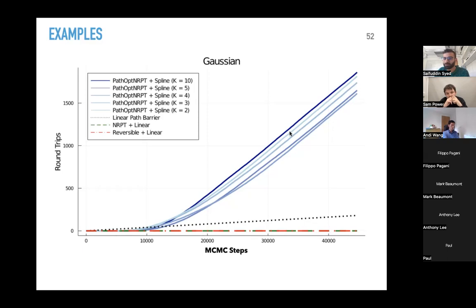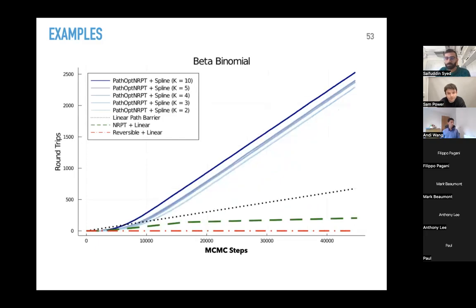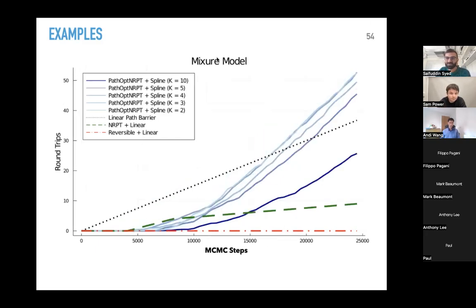Whereas with non-reversible PT, with this path tuning as well as our schedule tuning, you actually see that after it has learned the path, it basically starts to see these round trips occur very regularly. The slope corresponds to the round trip rate. And we see this in a beta binomial model as well as, I think, a 94-dimensional mixture model with a Galaxy data set or something.